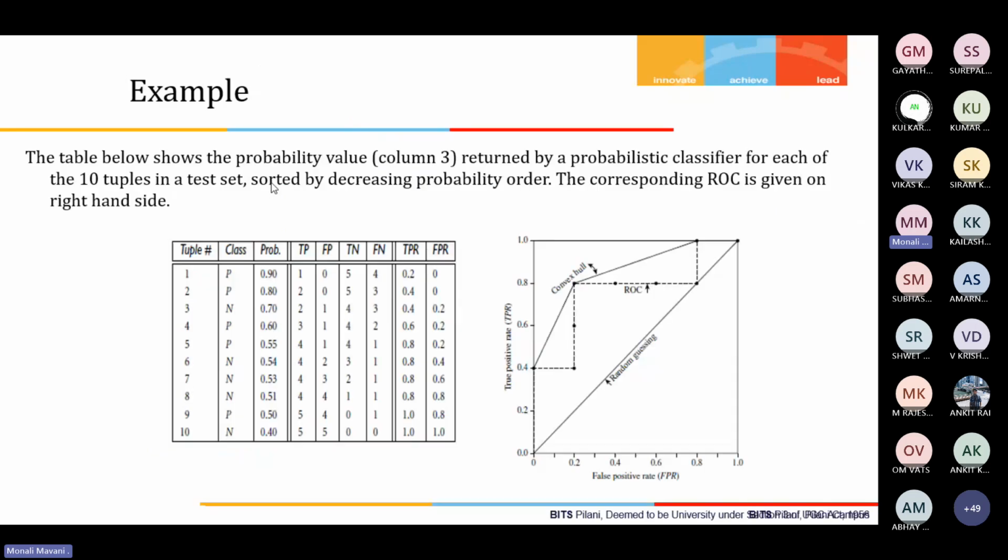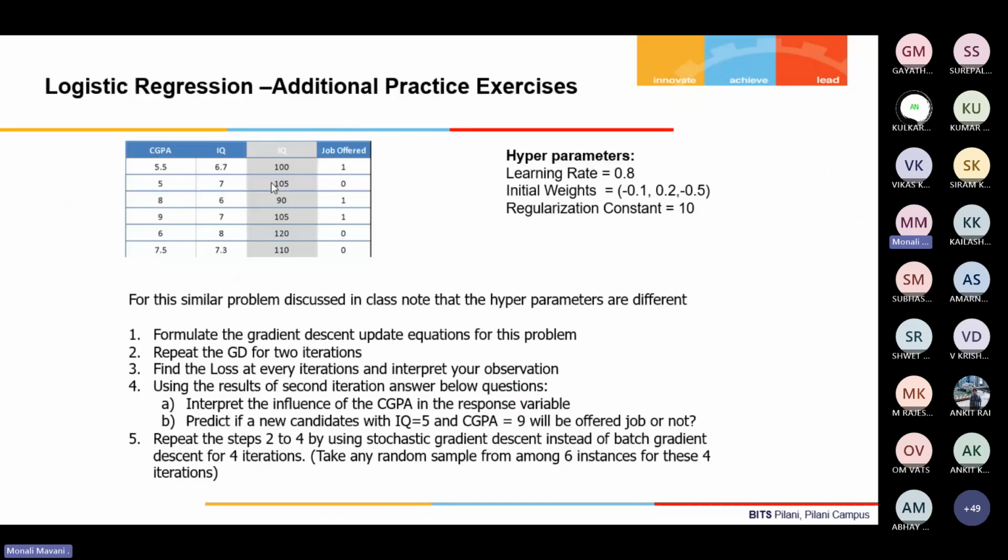Okay, anything else? There are certain examples for your practice. So try all this practice.